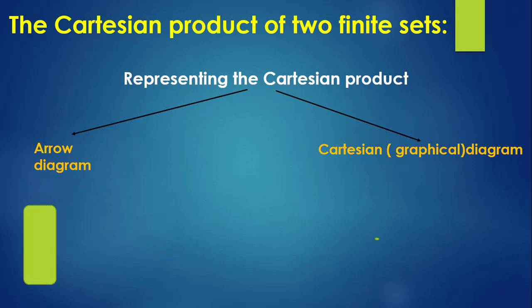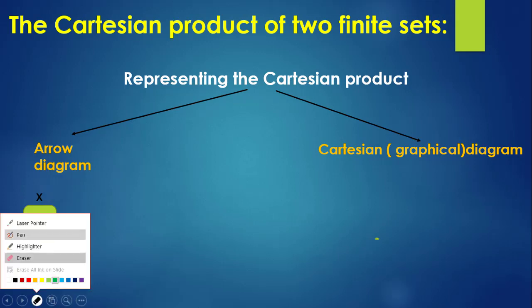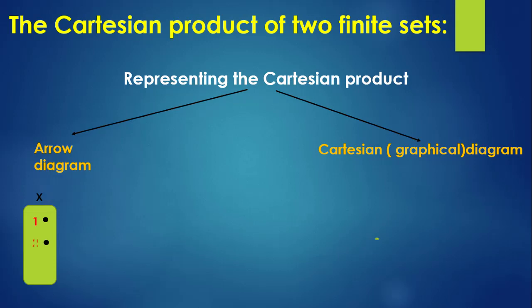Here, for example, I'll draw set x and set y. Set x, for example, consists of 1, 2, and 3. And also I have set y. Set y consists of 5 and 8. I want to represent the Cartesian product between x and y. I'll draw an arrow from each element in X to Y. Now I'm representing X by Y, not Y by X. So the arrow will start from 1 to 5, then from 1 to 8.